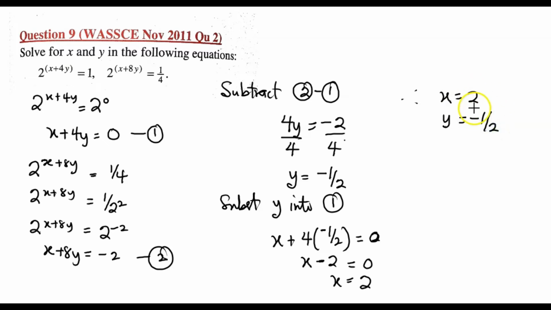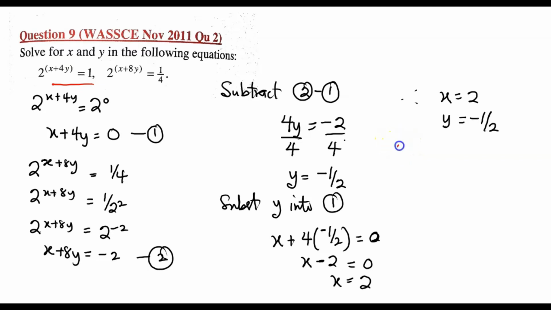If you are not sure of your answer, you can substitute these two values back into the original equations, and you need to get the answers 1 and then 1/4. You can actually verify that. So in verifying whether our values for x and y satisfy the equations, which are 2 to the power x plus 4y giving us an answer of 1, and 2 to the power x plus 8y giving an answer of 1 on 4, let's do it. I'm using a different marker to do that.